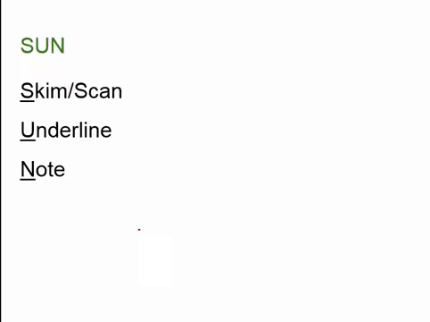Okay, so this is the SUN method in general. It involves, instead of reading a whole passage from beginning to end, it involves skimming it and scanning it first. You skim at the beginning in order to get the main idea and the gist of the article. Then you go to the directions and the questions and you underline key information, trying to find out what is it that I'm supposed to go look for in the passage.